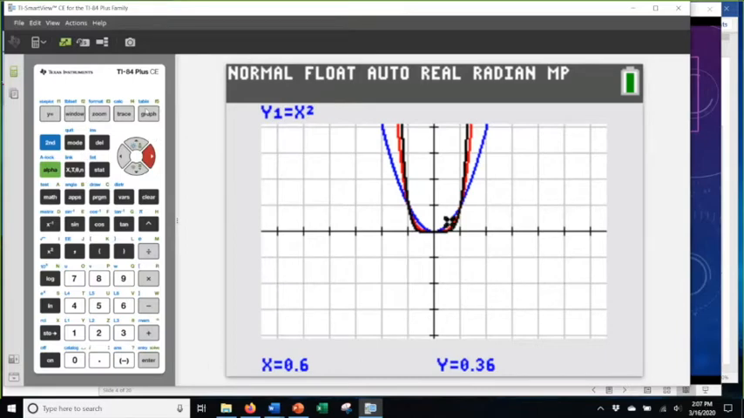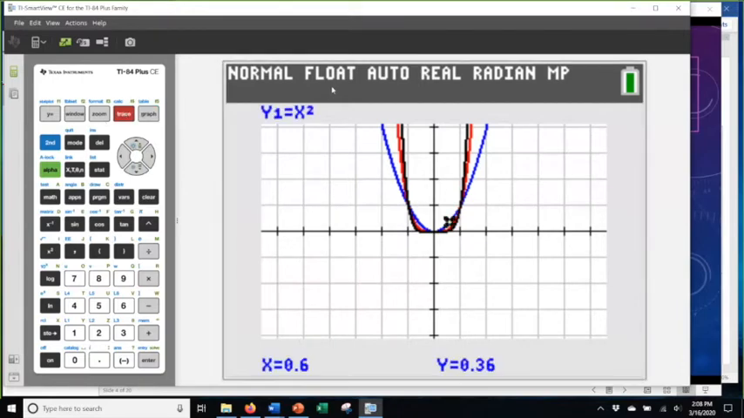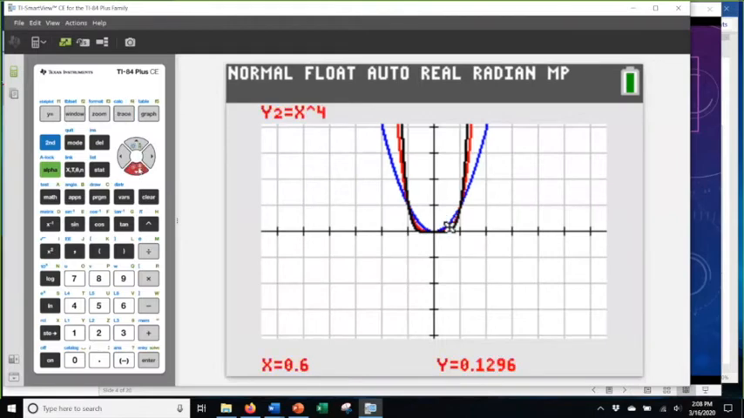But let's stop our tracing and just look at the graph. What do you notice? What do you wonder about these three graphs? Hopefully you observe that the blue one is x squared. And by the way, when you're tracing, you can have the function definition show up here. The blue one, arrow down to the red one, tells us that's x to the fourth, and the black one is x to the sixth.